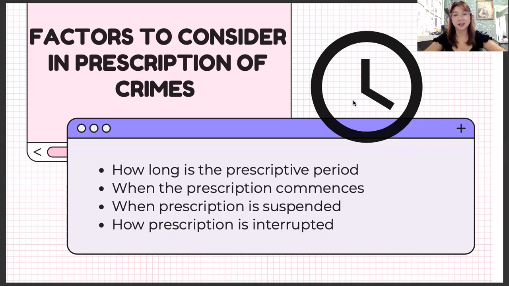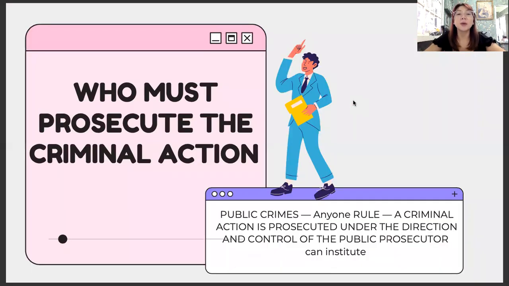So anyway, who must prosecute the criminal action? So the rule is that a criminal action is prosecuted under the direction and control of the public prosecutor. So the rationale for this rule is that a criminal offense is an outrage against the sovereignty of the state. It necessarily follows that a representative of the state shall direct and control the prosecution thereof.